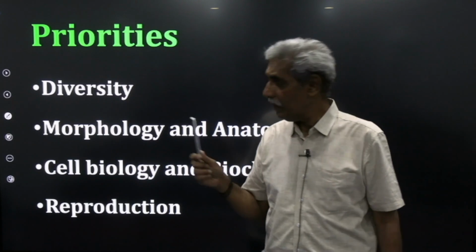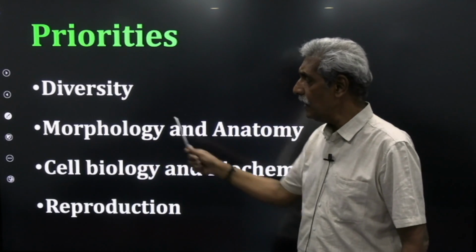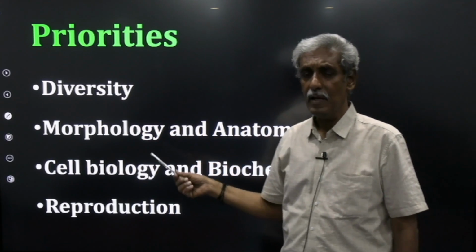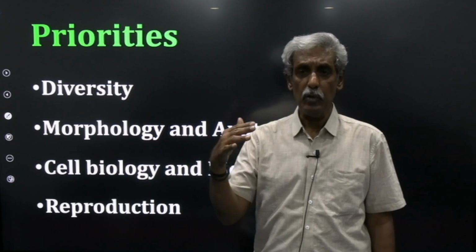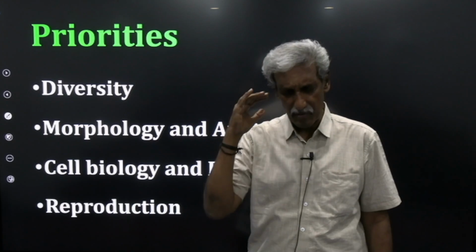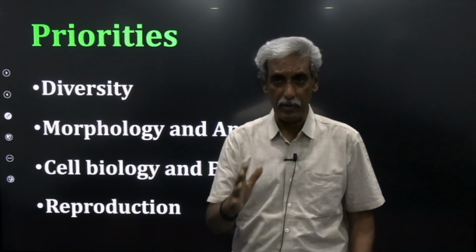So morphology and anatomy are very easy to score. Even diversity is very easy to score because it's just a few examples and definitions which you have to know. You don't have to read every nth example. Focus straight on the NCERT book itself.